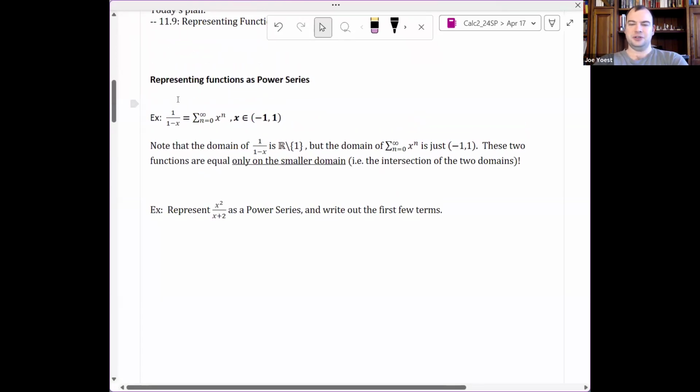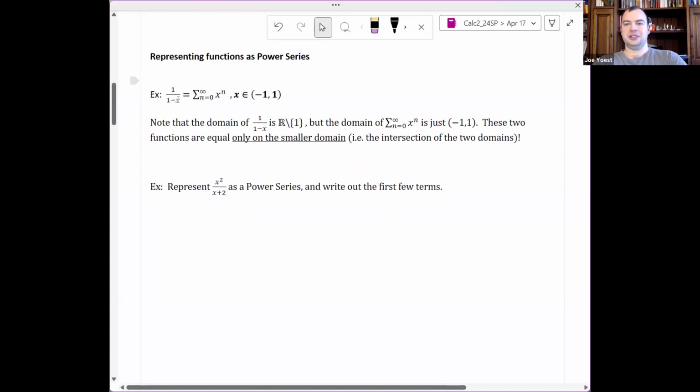All right, so moving on to representing functions as power series. We can think of the series sum n equals 0 to infinity of x to the n when x is in the open interval -1 to 1. We know that this series has a sum. We know the series converges, and it converges to the sum 1 over 1 minus x.